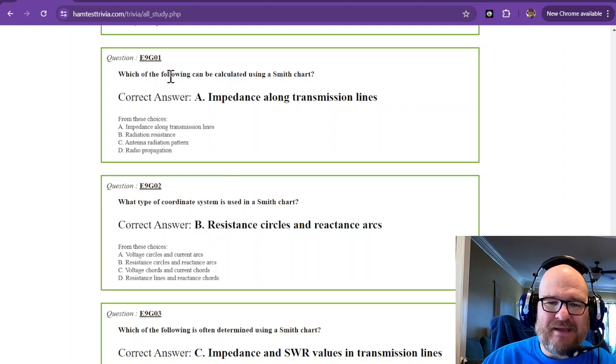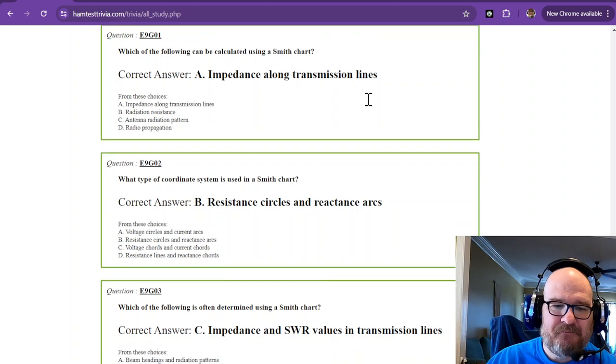Which of the following can be calculated using a Smith chart? That is going to be the impedance along transmission lines. So from these particular choices, impedance along transmission lines is what can be calculated using a Smith chart.